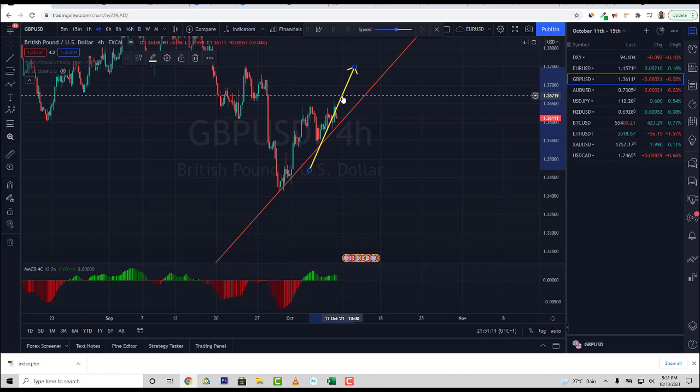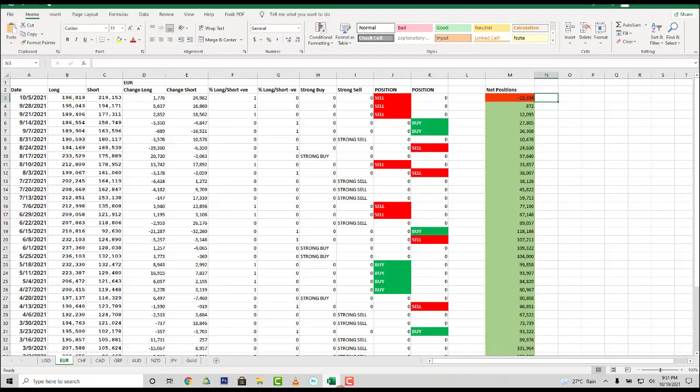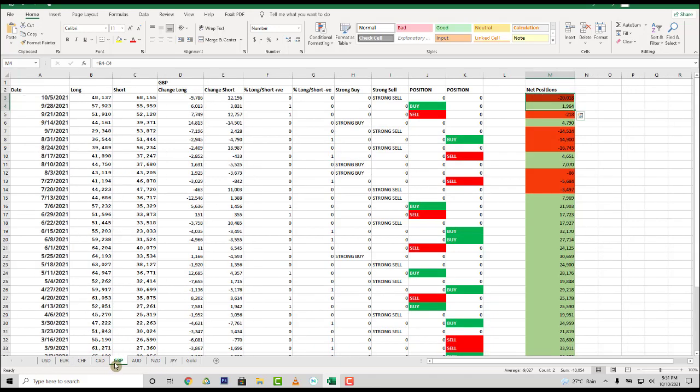Before I proceed on the GBPUSD, let's see what the commitment of traders tells us. Now, the commitment of traders, let's switch to GBPUSD, or rather to the pound sterling right here. So the pound sterling is telling us a strong sell. We're having a strong sell on the pound sterling. So let's check what the market structure tells us.